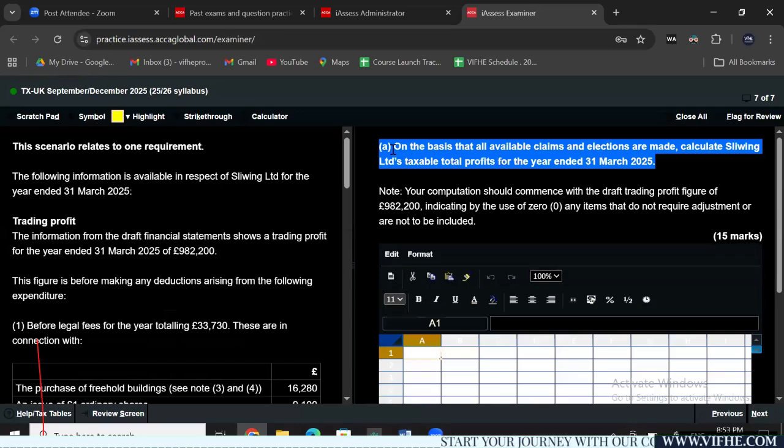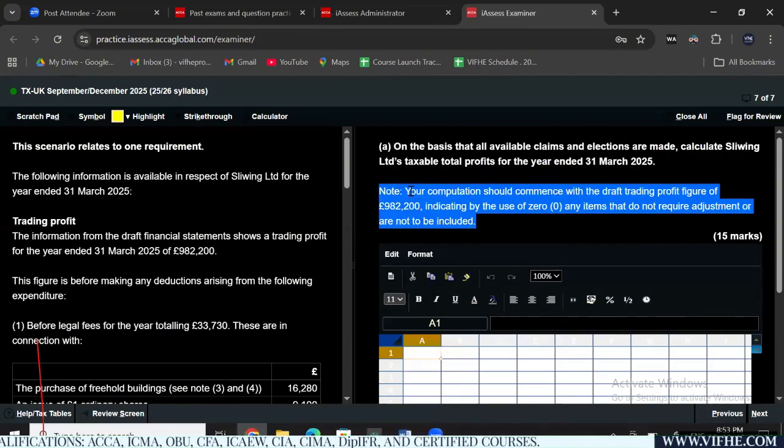On the basis that all available claims and elections are made, we need to calculate Sliving Limited's taxable total profits for the year ended 31st March 25. As we know, a company has to do its corporation tax computation according to an accounting period, and an accounting period is a period of either 12 months or less than 12 months.